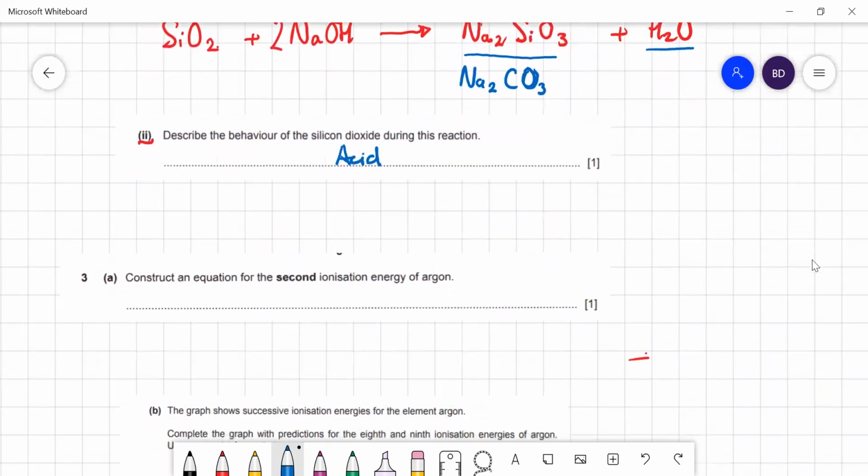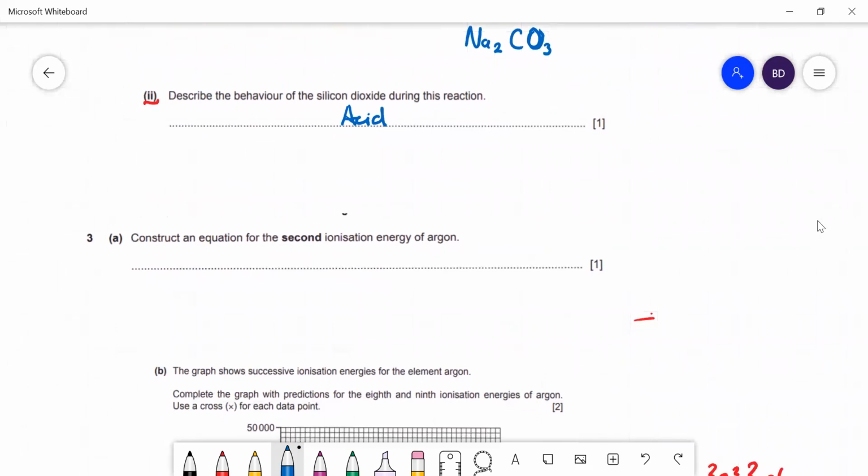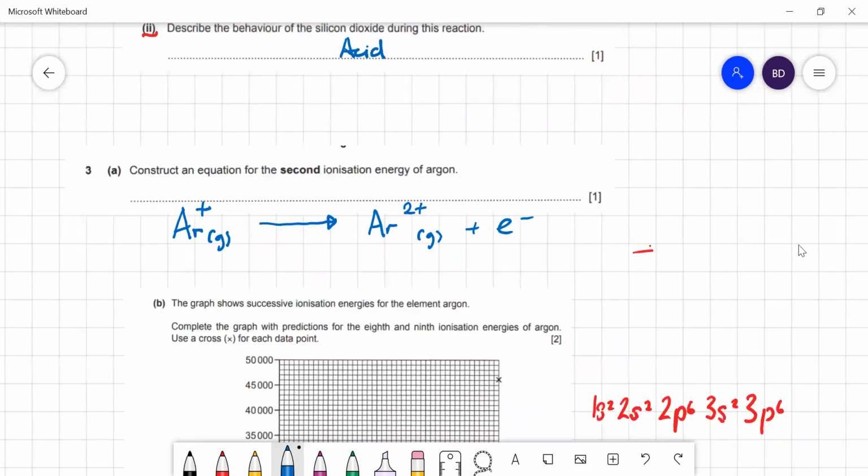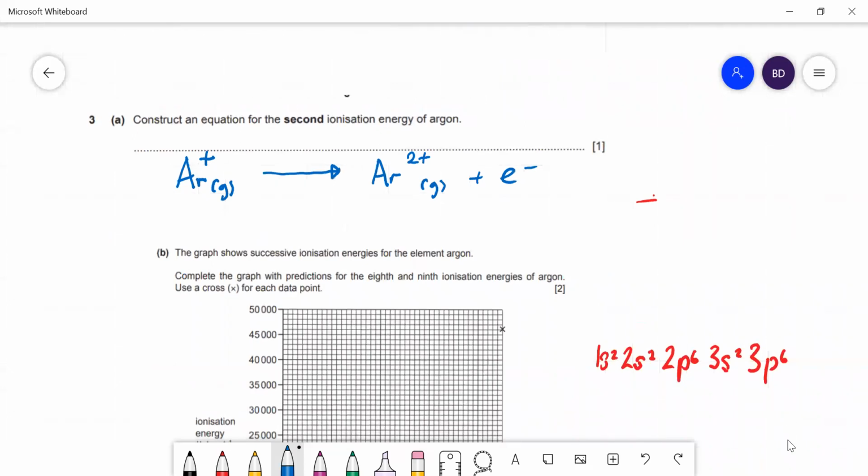Right, construct an equation for the second ionization energy of argon. Second ionization energy is removing the second electron, so one electron's already gone. So we're going to have Ar(g) as a positive ion, Ar+(g), and it's going to lose another electron to form Ar2+(g), which is a gas, plus another electron.